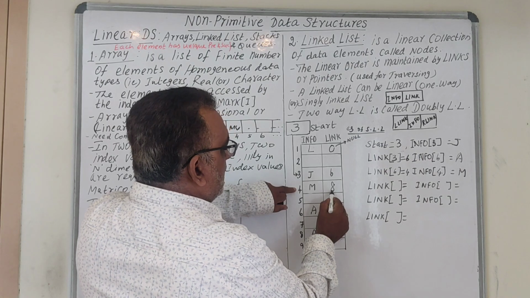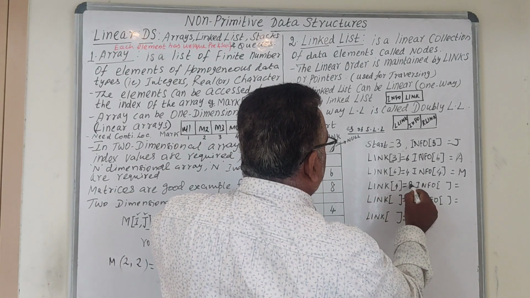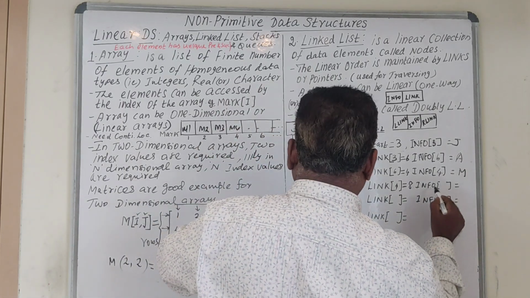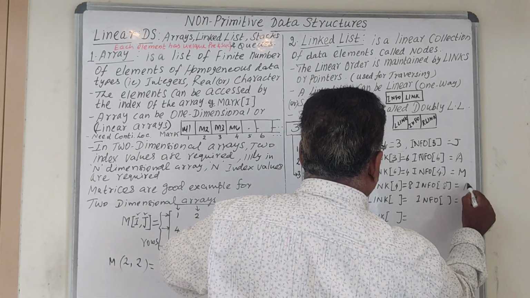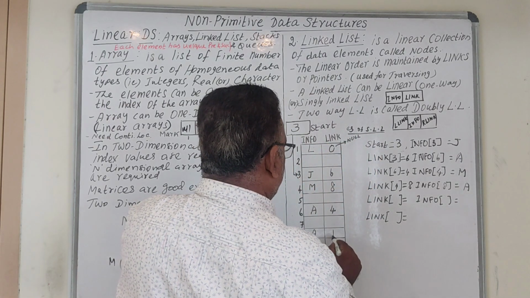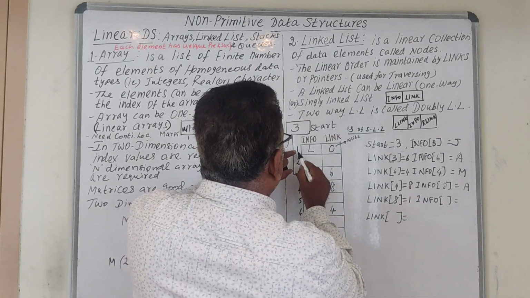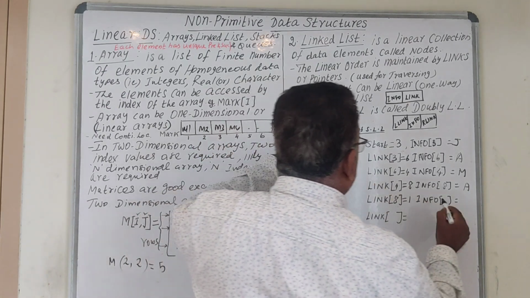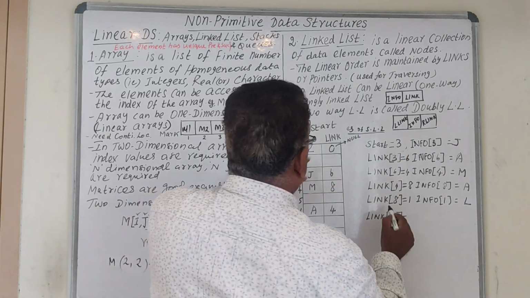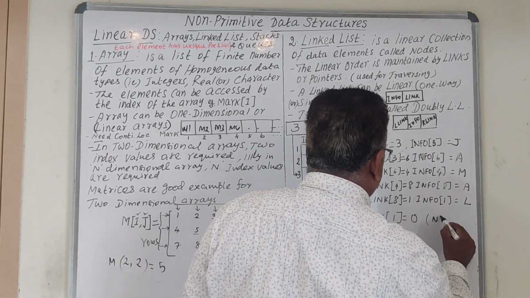And again, the link part of the location 4 is 8. The information part of location 8 is A. And the link part of location 8 is 1. Go to 1, and the information part of location 1 is L. And the link part of location 1 is 0, which is nothing but null.